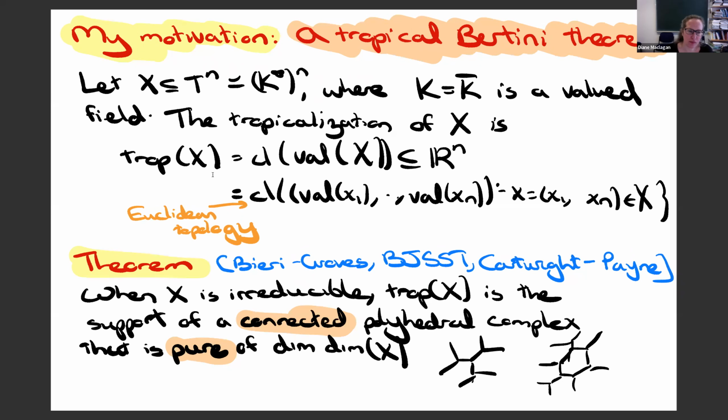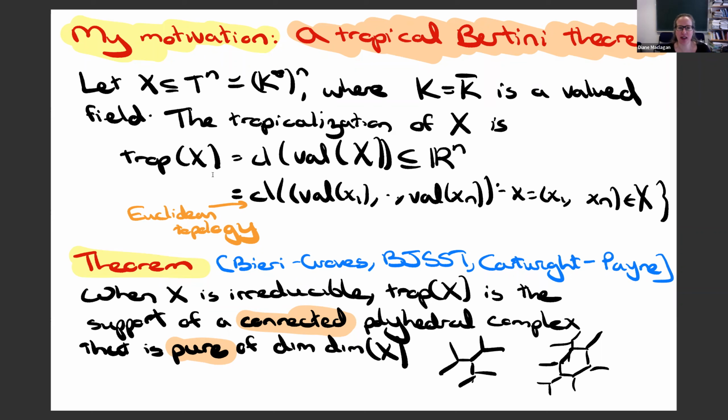Well, let me tell you first then about the tropical Bertini theorem. So this was my motivation. And so before I do that, I should tell you, what do I mean by tropical geometry, since there are several different approaches. And so here I'm going to think about a subvariety of a torus. Again, I'm going to work over an algebraically closed field. This time it's going to be a valued field, so there's a rank 1 valuation.